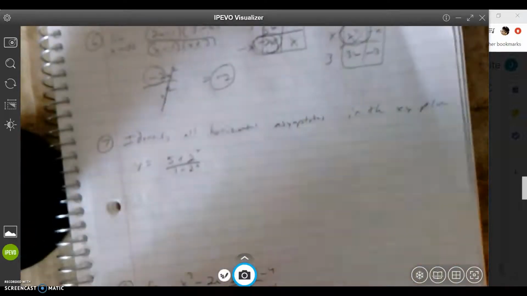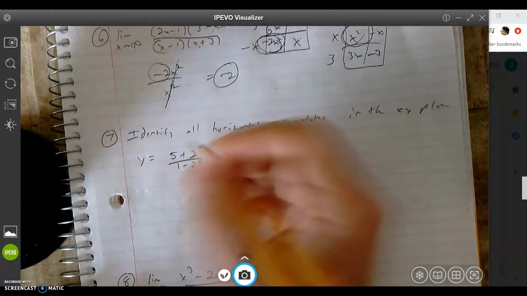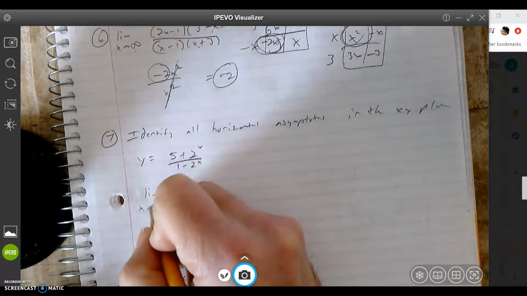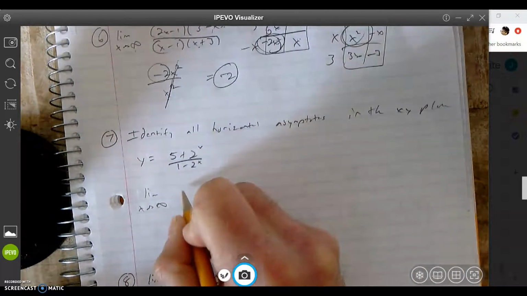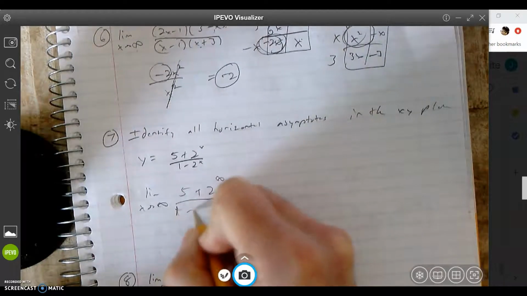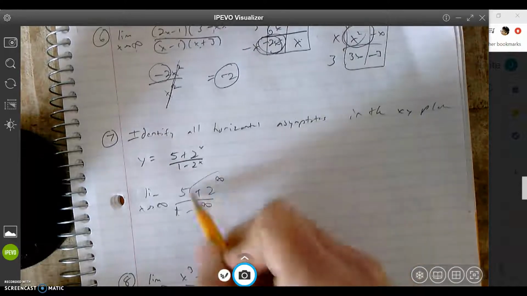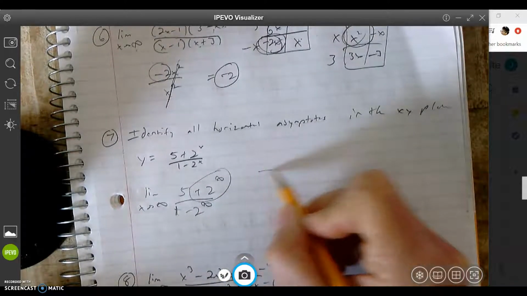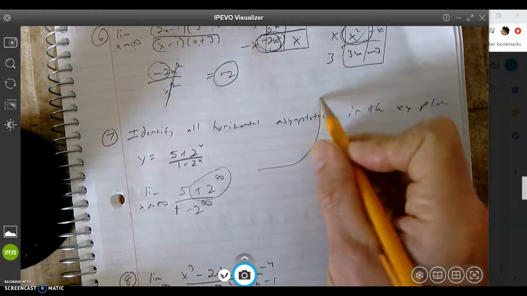All right. Identify all horizontal asymptotes. So I have to do the limit as x approaches infinity. That's 5 plus 2 to the infinity over 1 minus 2 to the infinity. Obviously this is going to be incredibly big. This is going to be an exponential equation like this.